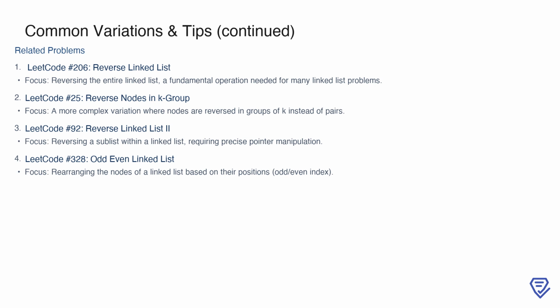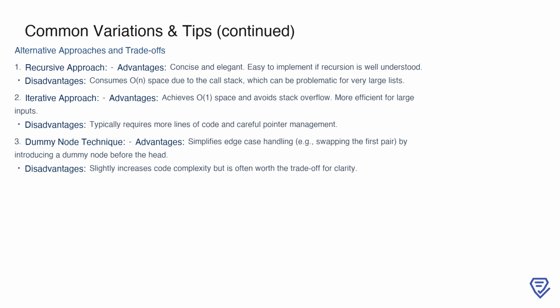Another related problem is LeetCode number 92, which involves reversing a sublist within a linked list. This requires precise pointer manipulation and a deep understanding of how to manage node connections. Lastly, LeetCode number 328 challenges you to rearrange nodes based on their positions, such as grouping odd-indexed nodes together followed by even-indexed ones. Each of these problems reinforces your skills in linked list operations and prepares you for variations in interviews.